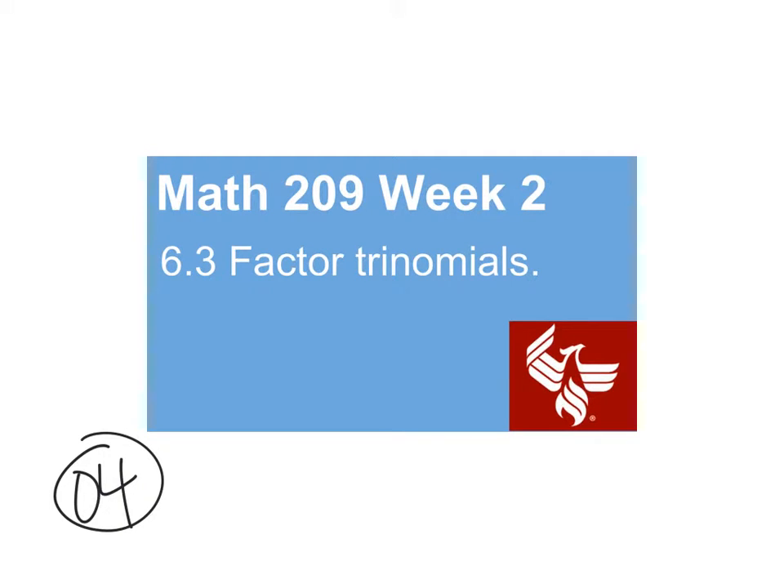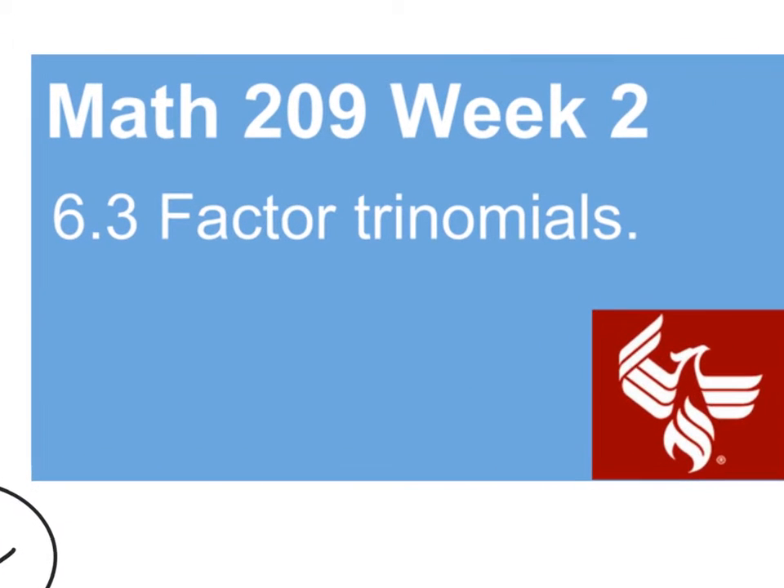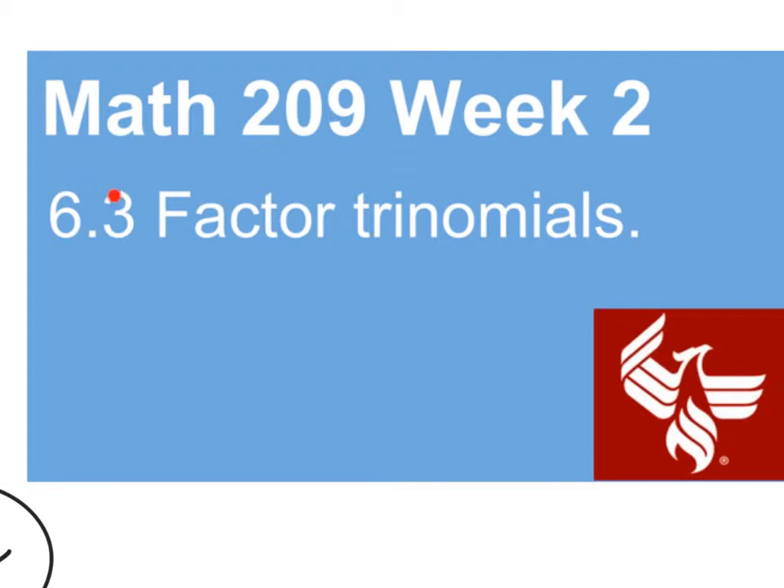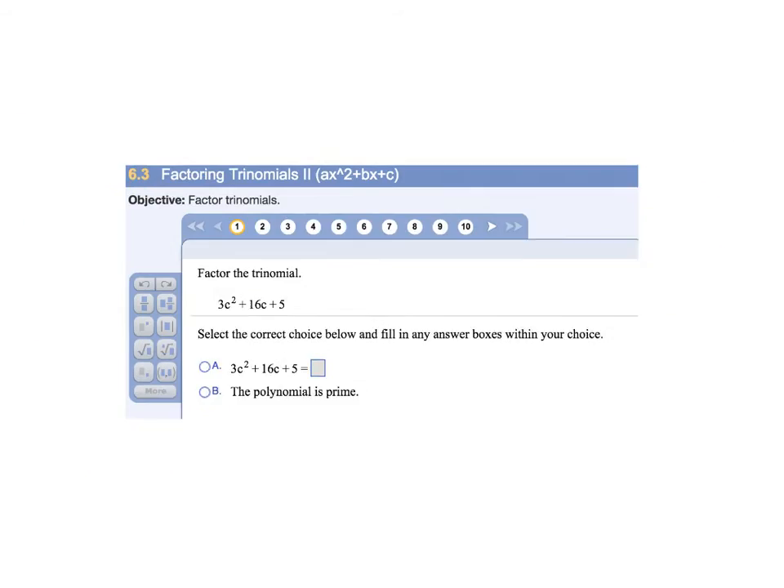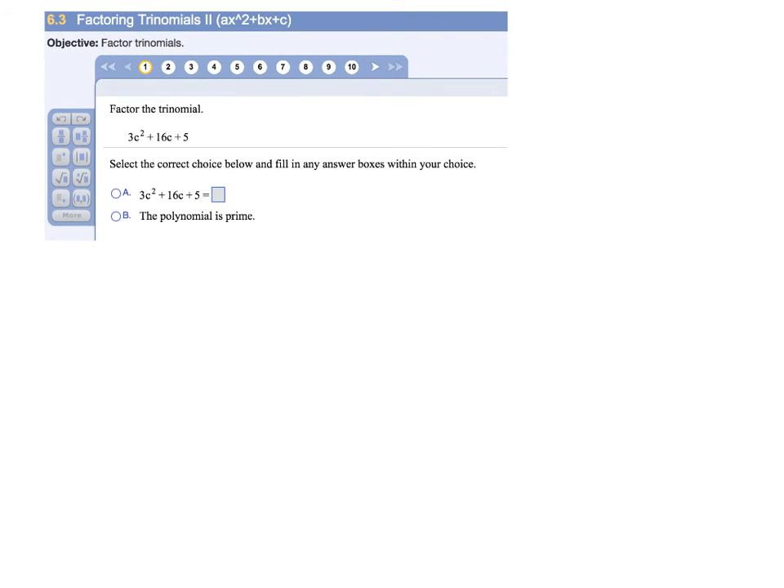All right, this is Math 209, Week 2, Section 6.3, continuing to factor trinomials. So what we're going to do here is continue doing that box method. All right, so we've got 3c squared plus 16c plus 5, all right?